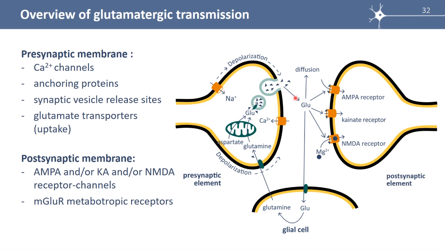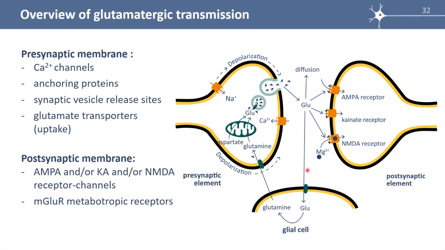Now, glutamate is released into the synaptic cleft, and it binds to all possible receptor sites that recognize glutamate. So it binds to receptor channels, AMPA, kainate, and NMDA, and it evokes a postsynaptic current, which is a cationic current, which depolarizes the postsynaptic membrane.